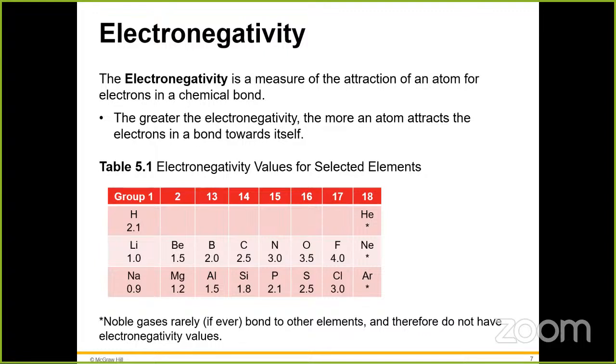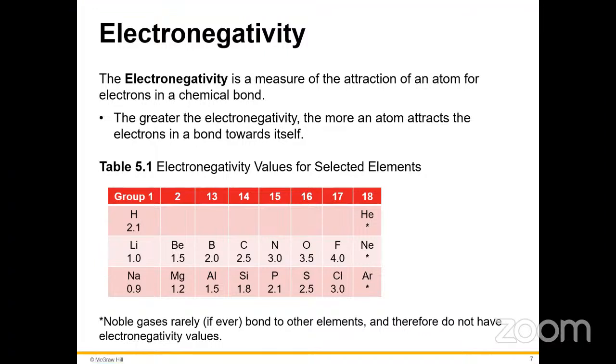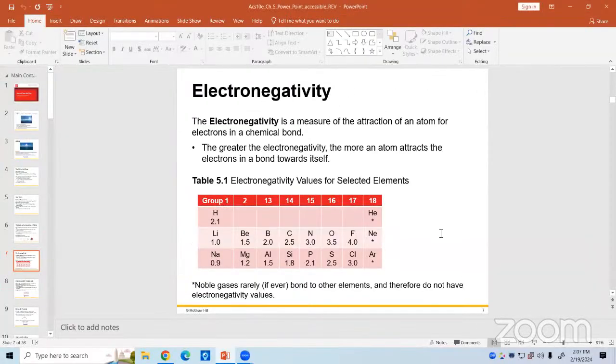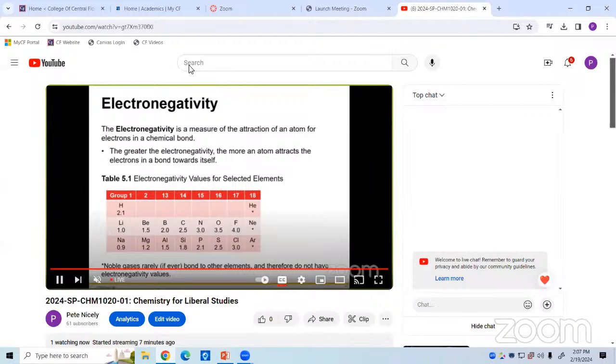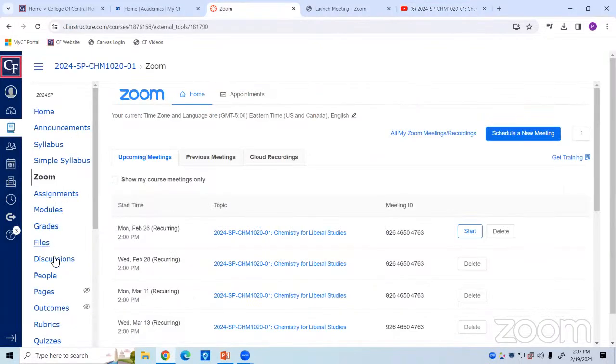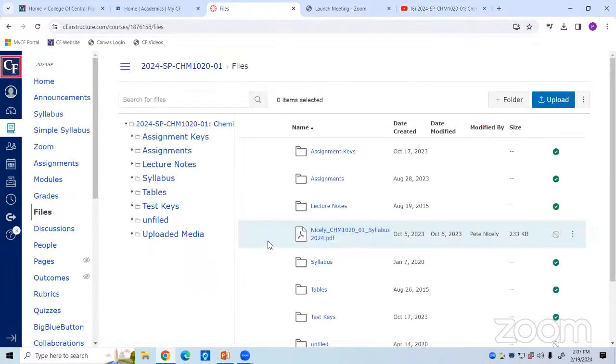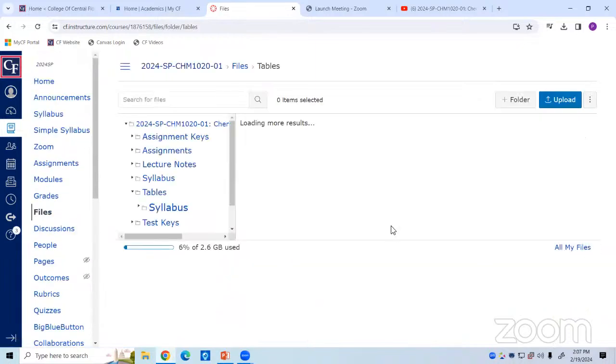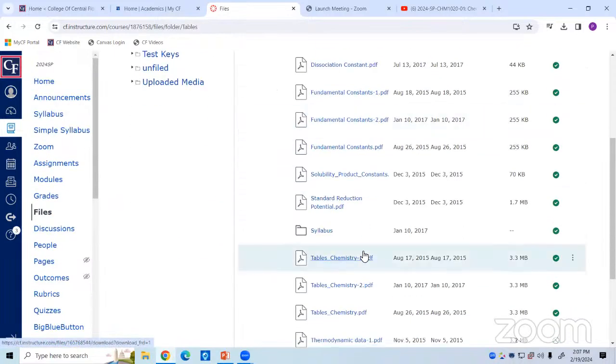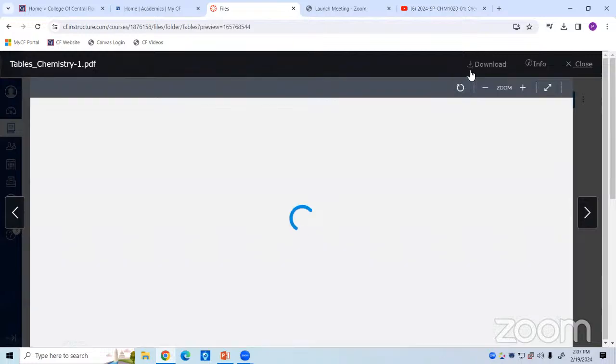So what you're looking at here is a small sample of the different elements and their associated electronegativity values. I have a more comprehensive table. Let me just show you what it looks like. We go to files, and then let me go to tables, and then let me go to table chemistry.